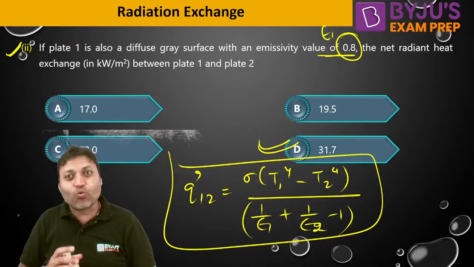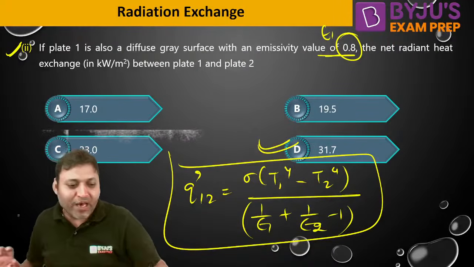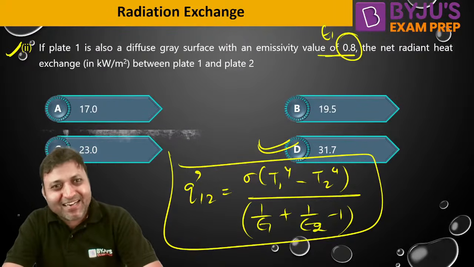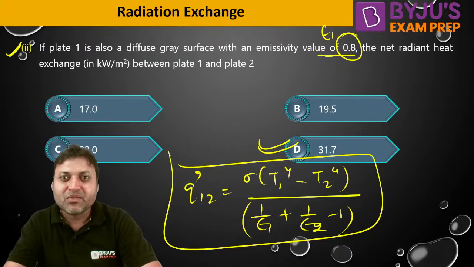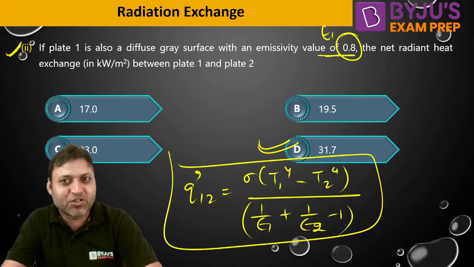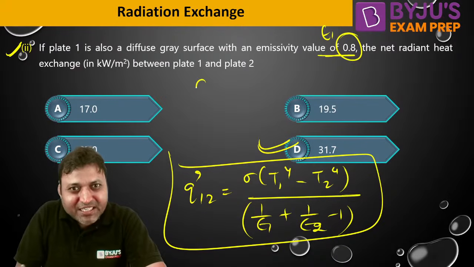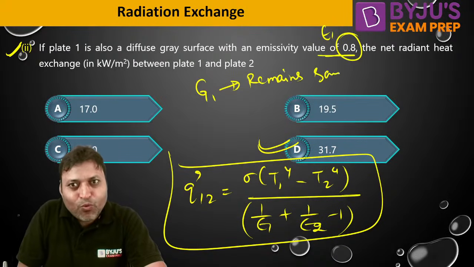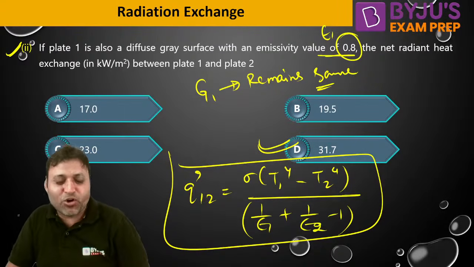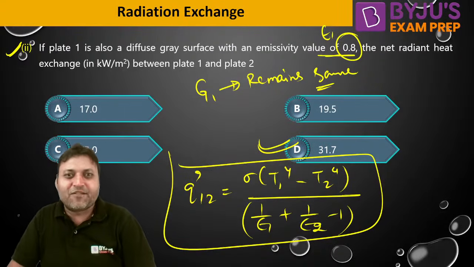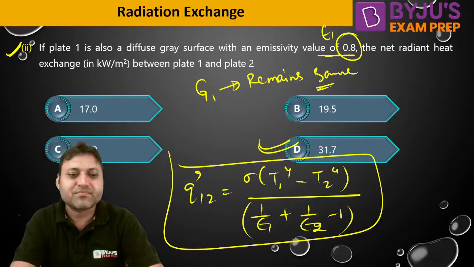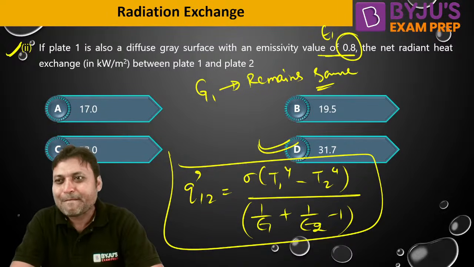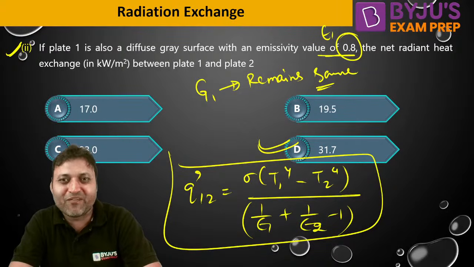And in this case, what will be the irradiation for surface 1? Whether the surface 1 is black or non-black, it does not matter when we calculate the irradiation for surface 1. So irradiation for surface 1 will remain the same, whether surface 1 is a black surface or non-black surface. I hope it is clear to everyone. Any doubt? Please acknowledge if you have understood it.